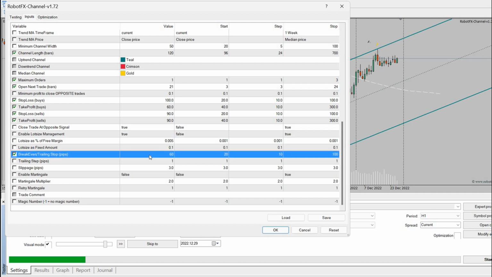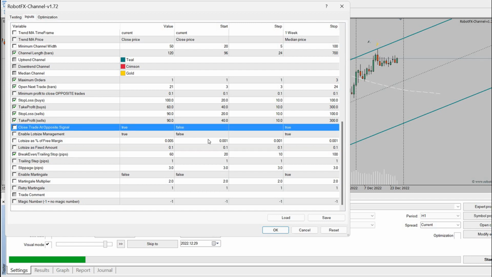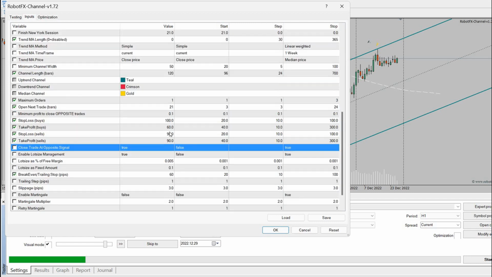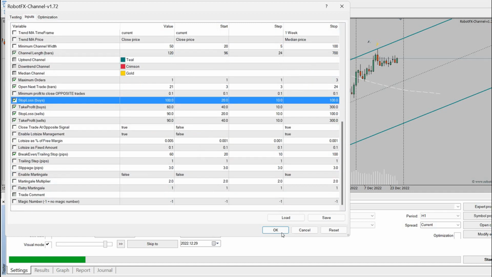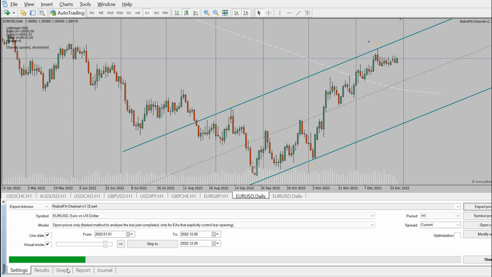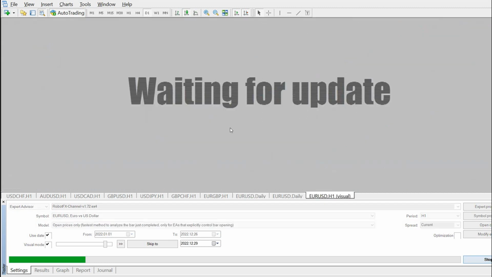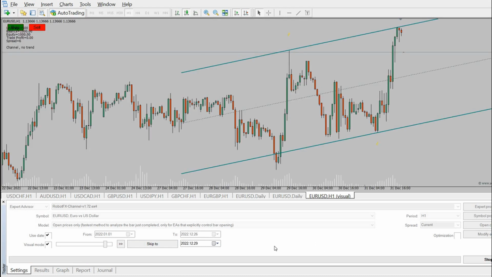I'm using a big break even because basically I want the expert advisor to close the trades when there's an opposite signal, rather than because of a break even or a stop loss. And that's why even the stop loss is a little bigger for my taste. But let's see how the expert advisor works. By the way, I'm using the open prices only model because I want the expert advisor to finish the demonstration faster, and you will probably want to use the pips. And here is how it goes.